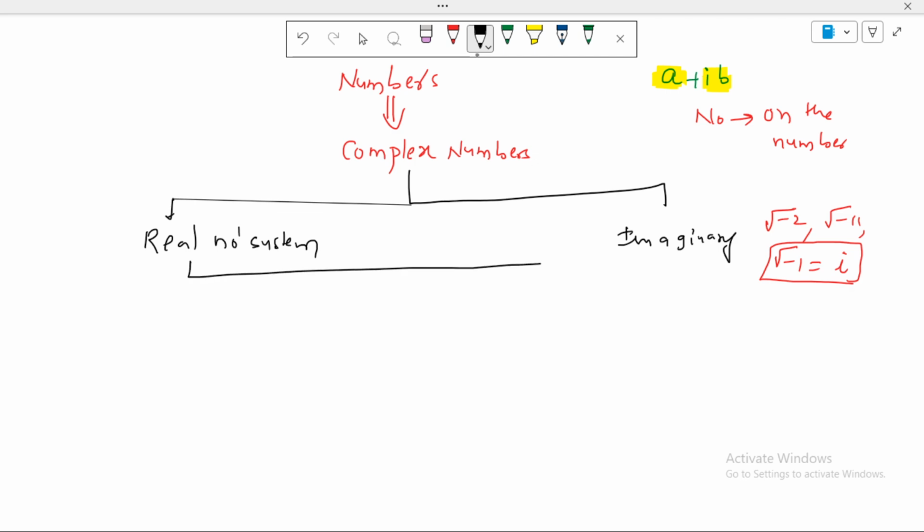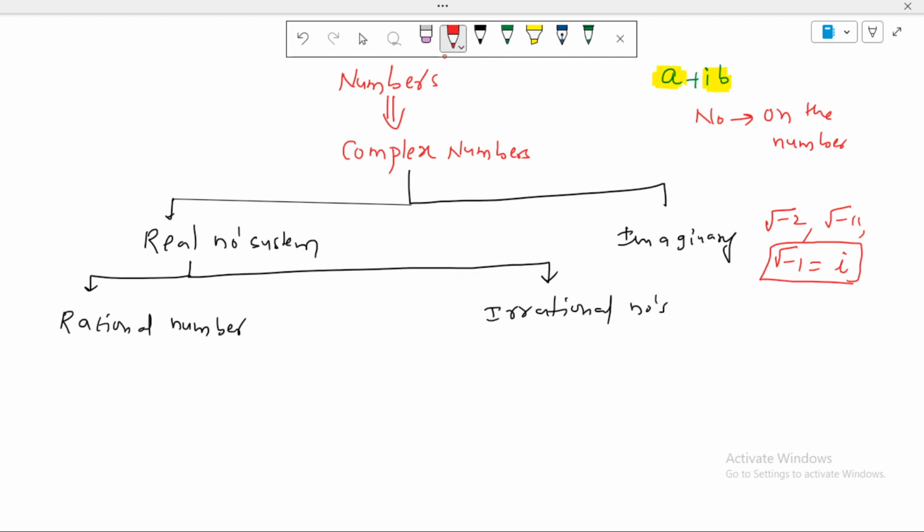Again, this real number system is categorized into two different parts. I hope you understood what I am trying to convey. One is the rational number system, and the next one is the irrational number system. Simply, we call them rational numbers and irrational numbers. We'll discuss in detail what is meant by rational numbers.